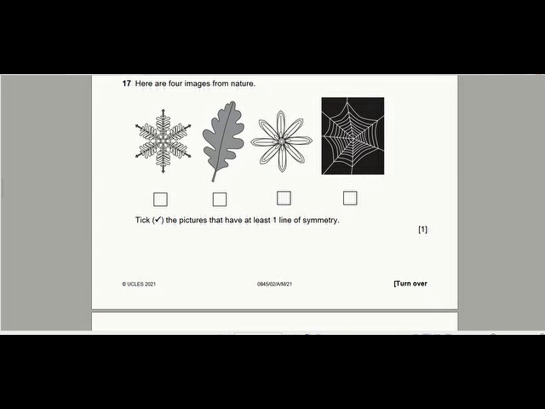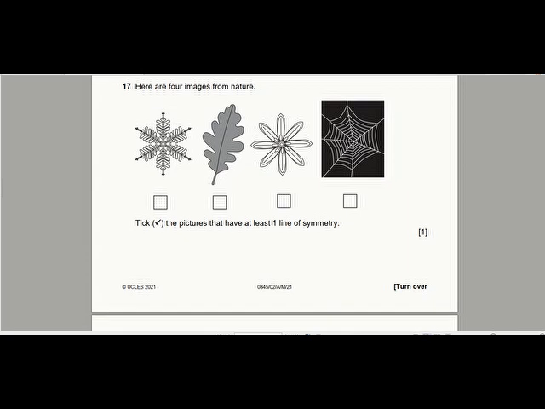Now, exercise 17. Here are 4 images from nature. Now, tick the pictures that have at least one line of symmetry. So once again, talking about lines of symmetry, we want to find congruent sides. What is on the left is congruent to what is on the right. If I could be more precise, I would be showing you. I am slightly inexact.